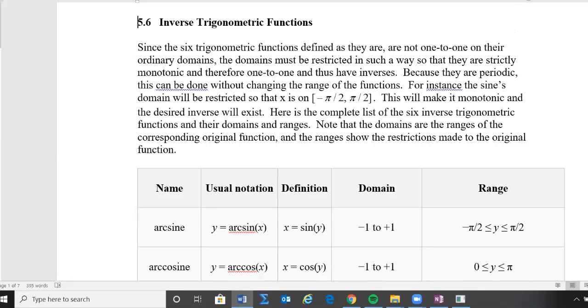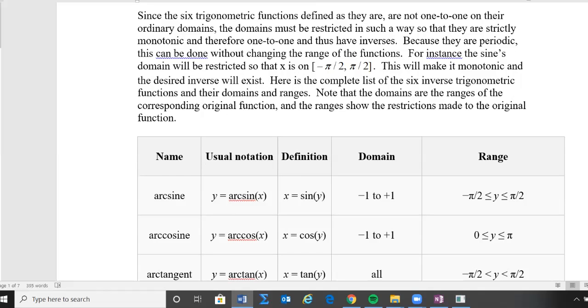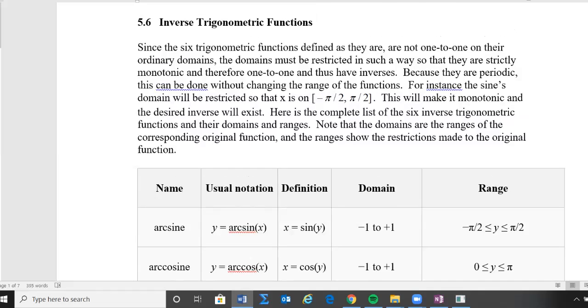Okay, this first section here on the inverse trig functions. The main thing here is to note that in order to create inverse functions, we had to mess with the domains for some of these trig functions in order to make sure that they were strictly monotonic. So that's the reason for the restrictions in the domains for the functions.